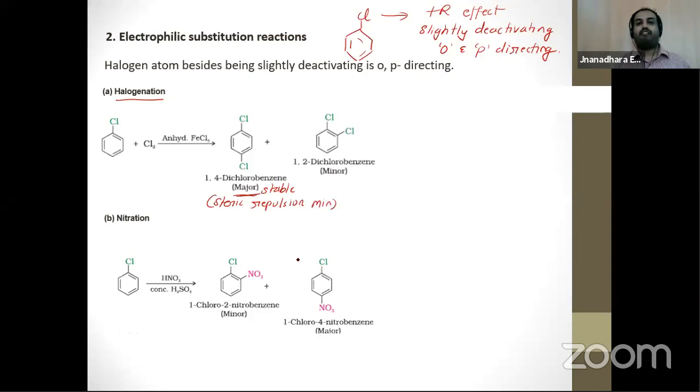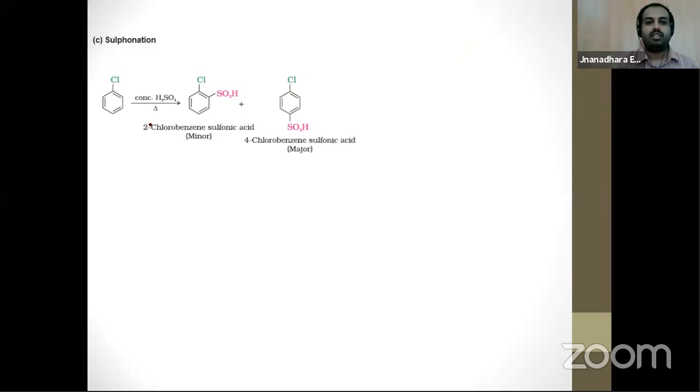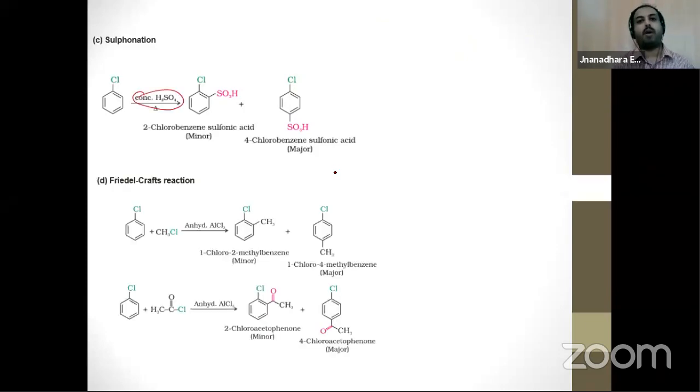Similarly, nitration, where you use a nitrating mixture, same, you get ortho nitrochlorobenzene, para nitrochlorobenzene. Likewise, you have sulfonation, where reagent uses sulfuric acid, you get sulfonic acids. And then two very popular reactions, Friedel-Crafts alkylation, Friedel-Crafts acylation. This is alkylation. This is acylation. Mind you, in acylation, you get ketones. These are ketones. Acetophenone derivative.